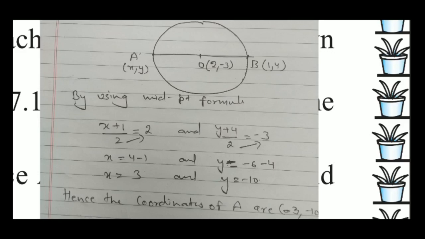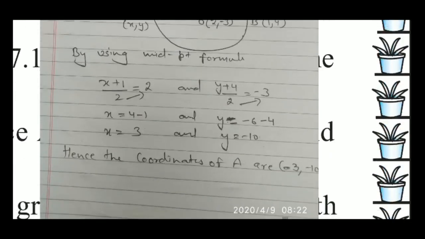After using this formula, you will compare the values of the coordinates of O with 2 and -3, and then do the simplification of the given equations, and from here we will get the value of x is equal to 3 and the value of y is equal to -10, and hence the coordinates of A are (3, -10).